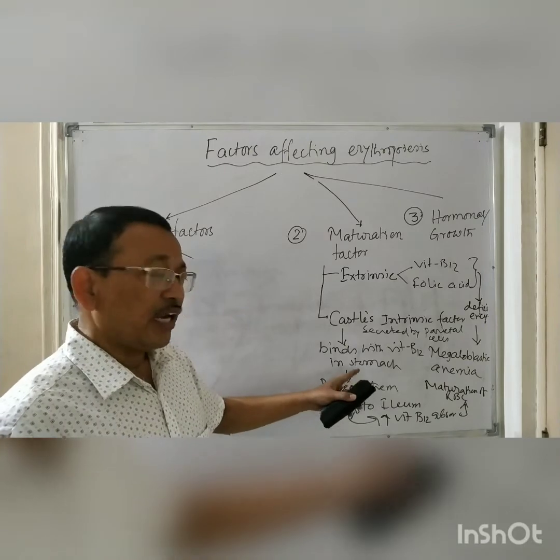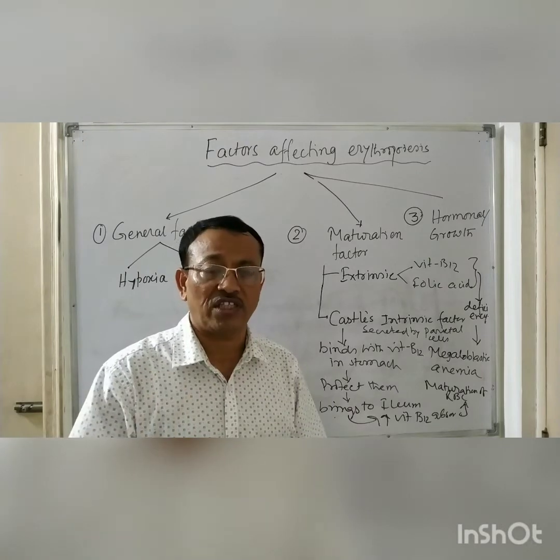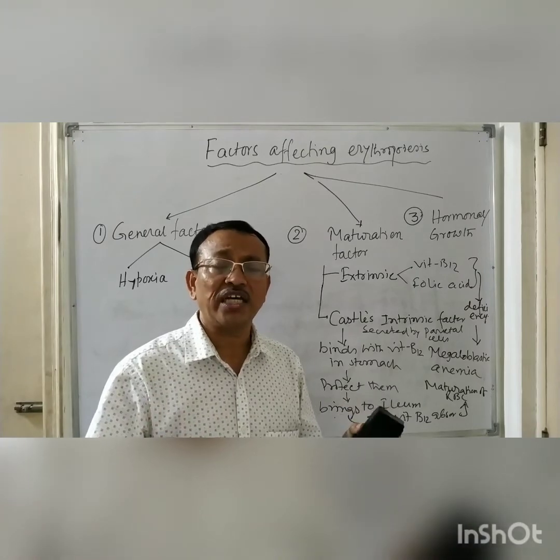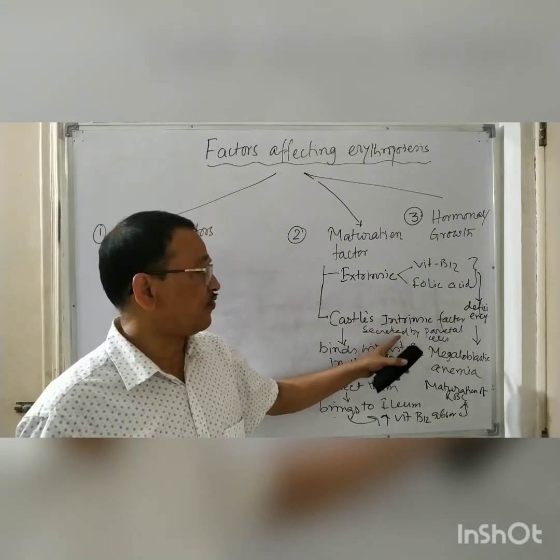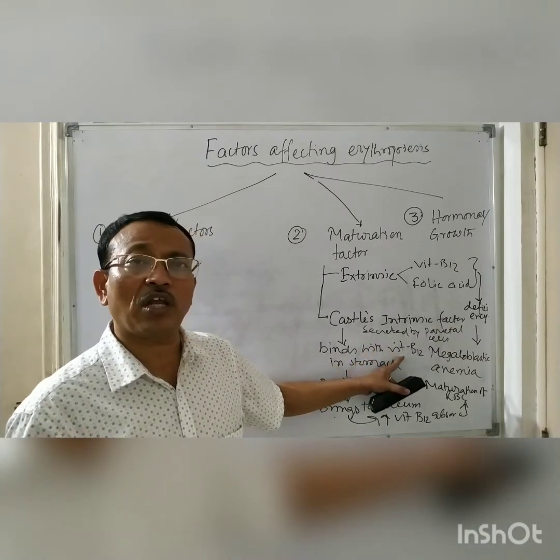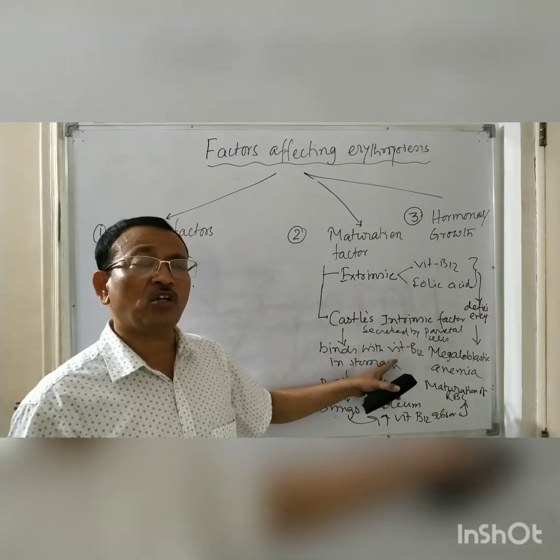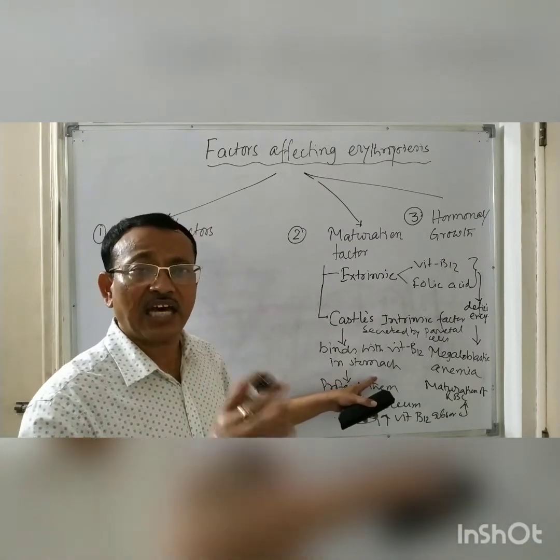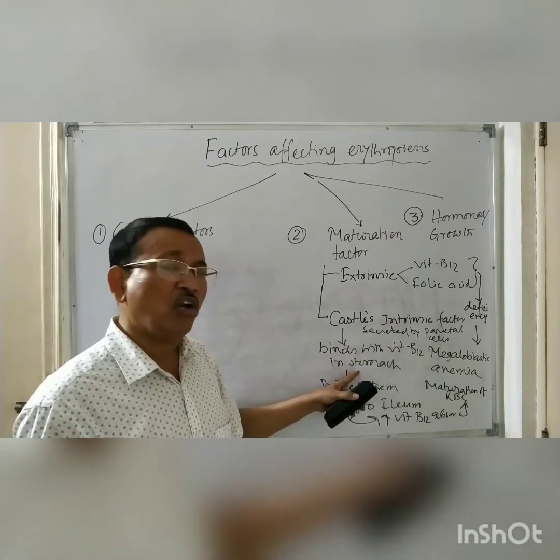Again, deficiency of this Castle's intrinsic factor happens in case of gastric atrophy, atrophy of the gastric mucosa. In such a case, not only the HCl secretion is suppressed, but also Castle's intrinsic factor secretion is decreased. As a result, it cannot bind with vitamin B12, so vitamin B12 is not protected. As a result, vitamin B12 will be hydrolyzed under the action of whatever HCl is there. So it will not be protected.